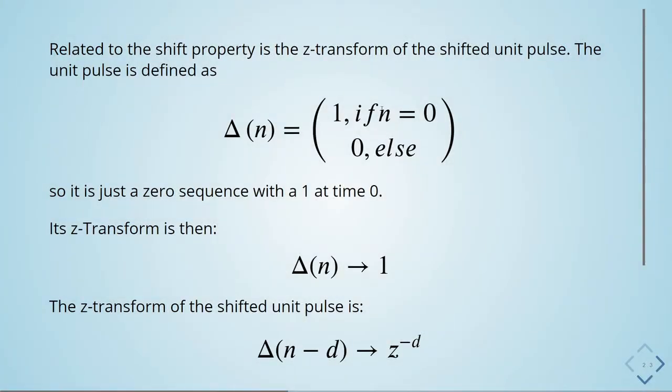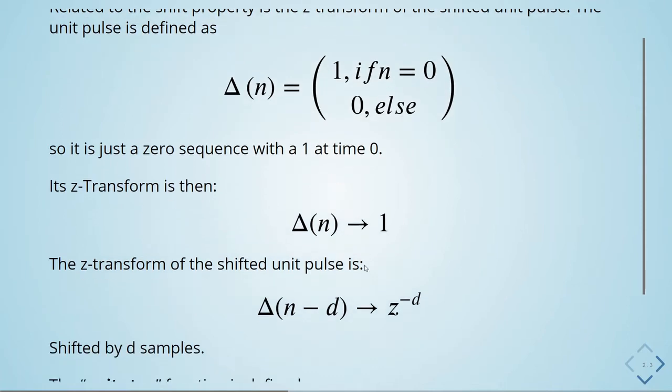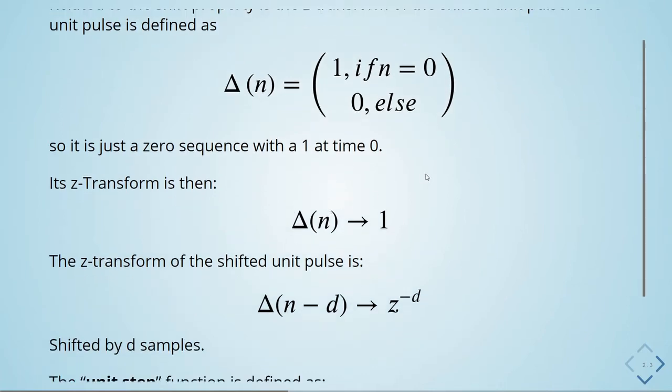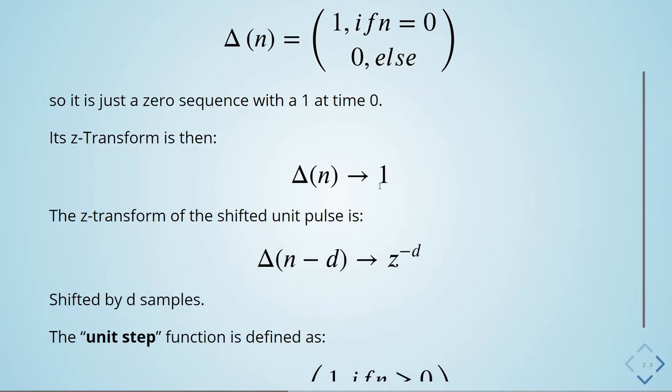Related to the shift property is the zTransform of the shifted unit pulse. So the unit pulse is defined as delta of n is equal to 1 if n is equal to 0 and 0 elsewhere. So it's just a 0 sequence with a 1 at the time 0. So the zTransform is then the 1.